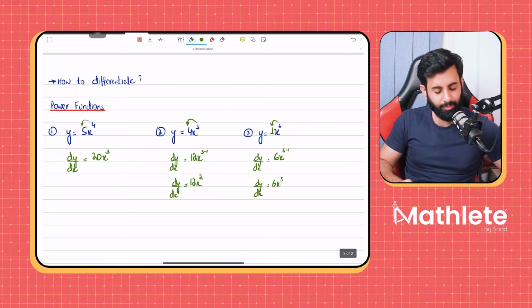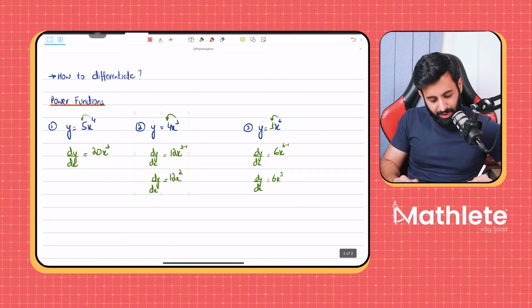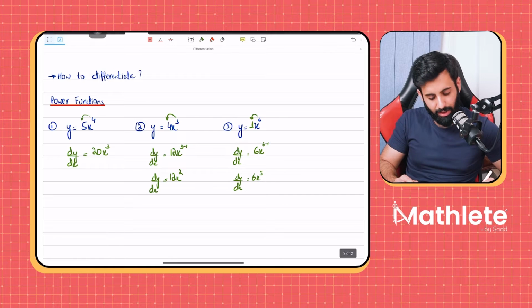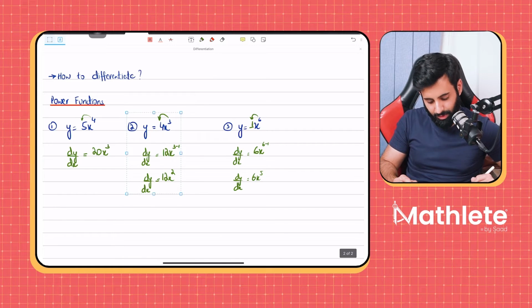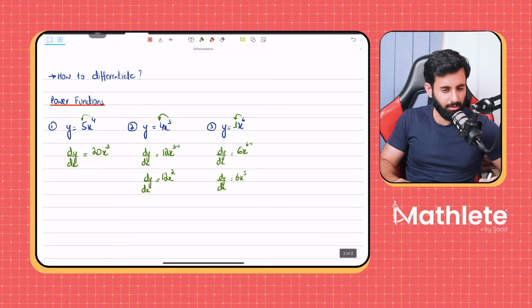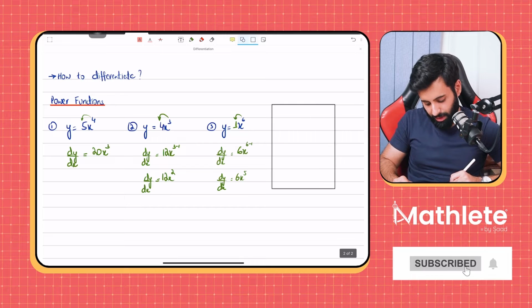There you go. Why do we do minus 1? So there is a long derivation behind this. We can do that, but I wouldn't suggest we do it right now. At the moment, let's just learn the standard rule and then we can do the derivation later on.